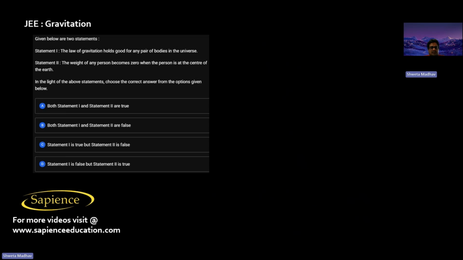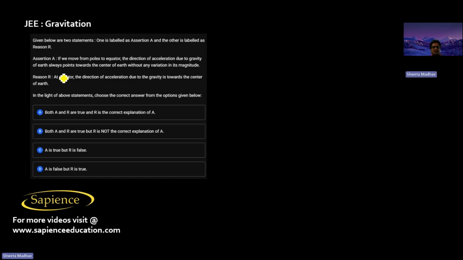Then it is stated in statement 1, the law of gravitation holds good for any pair of bodies in the universe, which is true. And statement 2, the weight of any person becomes 0 when the person is at the center of the earth, which is also true, since the value of g at the center of the earth will be 0. So both statement 1 and 2 are true, so option A is the correct answer.